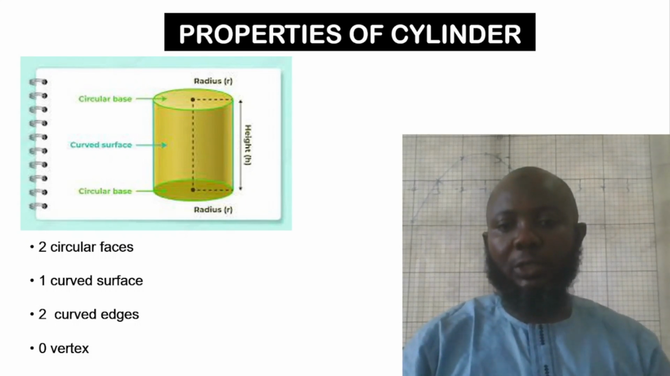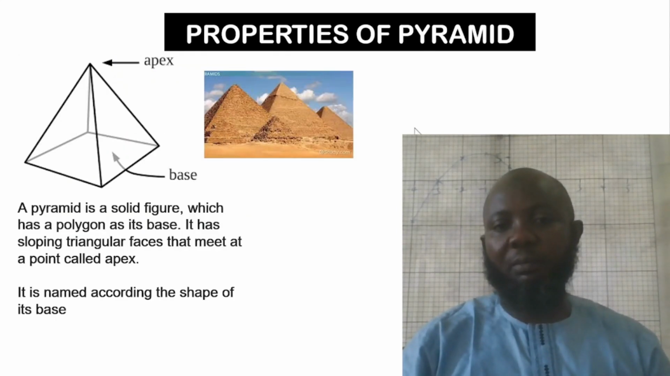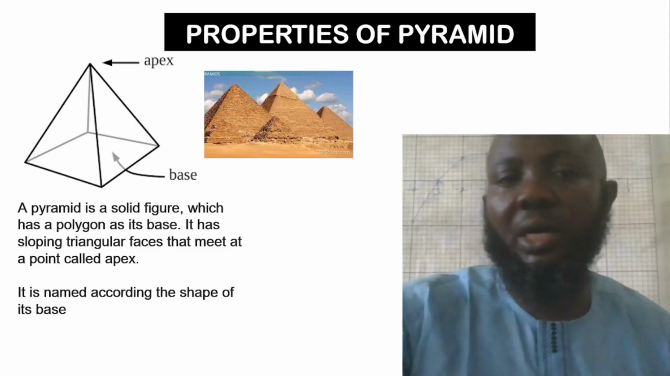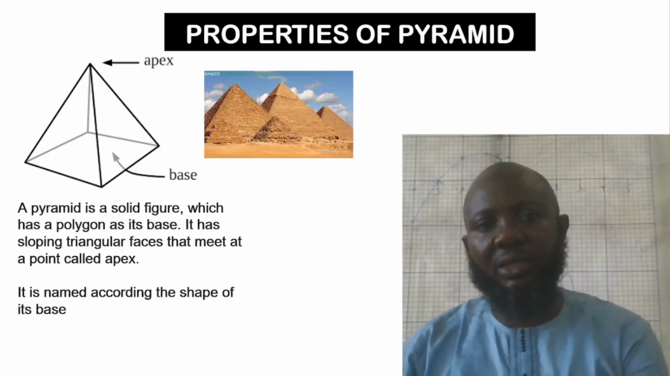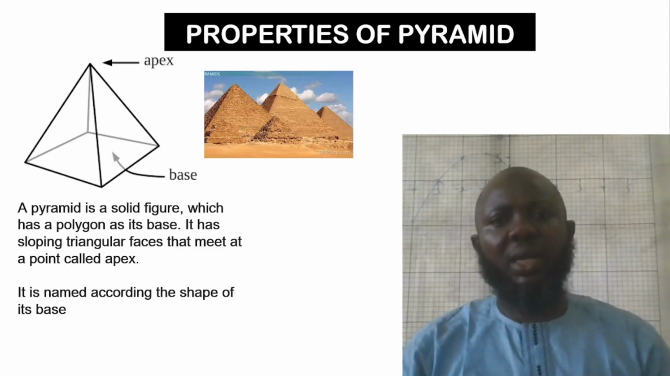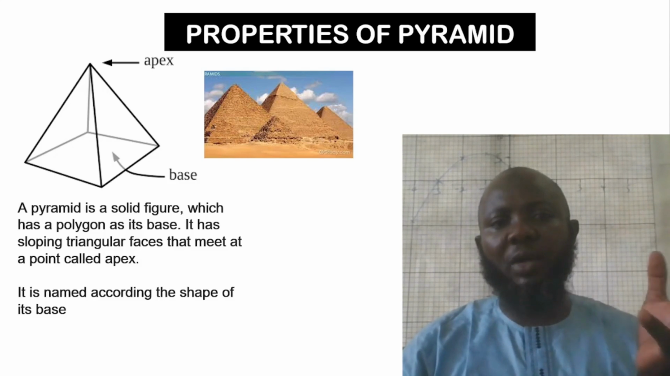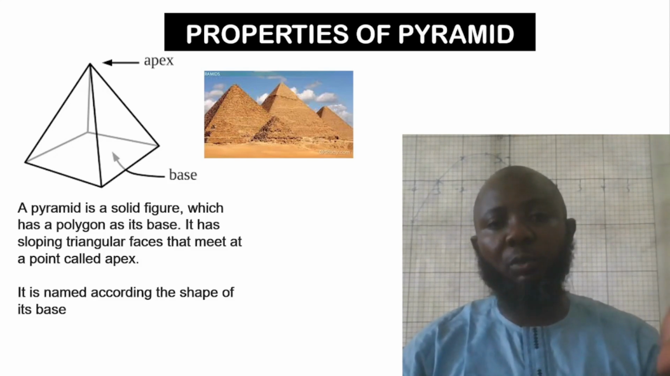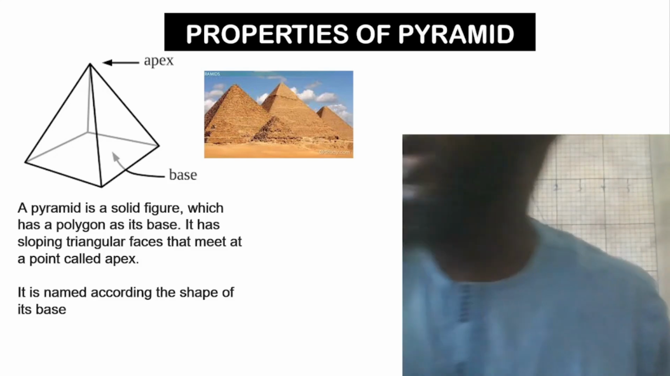Let's look at the next one, pyramid. That's another concept under this. A pyramid is a solid figure which has a polygon as its base. This is just an example, the Egyptian pyramid. This is what is referred to as a pyramid. Now we are going to write the name of the pyramid according to the shape of its base.